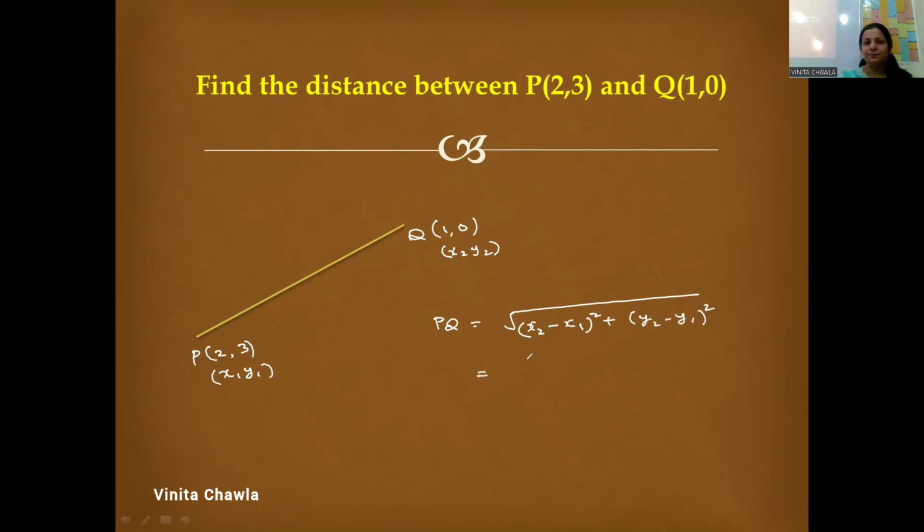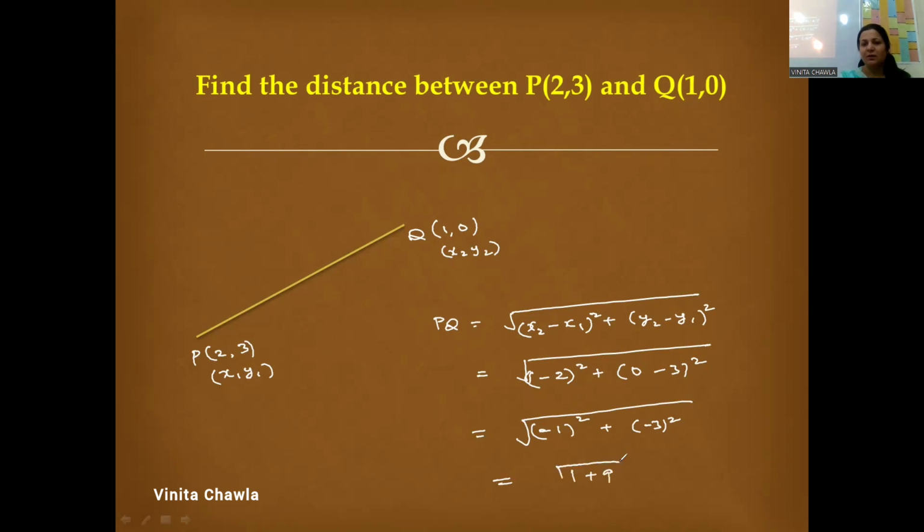Now put the values here. x2 is 1, x1 is 2. So (1 minus 2) square plus y2 is 0, y1 is 3, (0 minus 3) square. So 1 minus 2 is minus 1, square is 1, and we have (0 minus 3) square. It's minus 3 square, it is 9. So 1 plus 9, root 10. Okay, root 10 units. This is the distance between the 2 points.